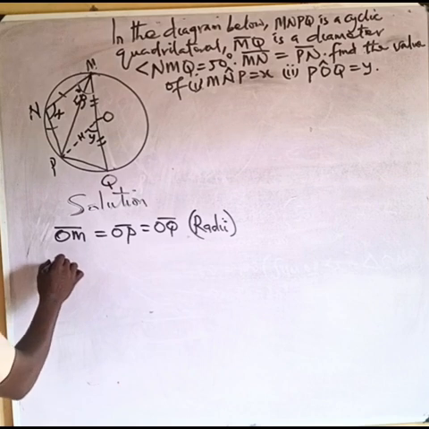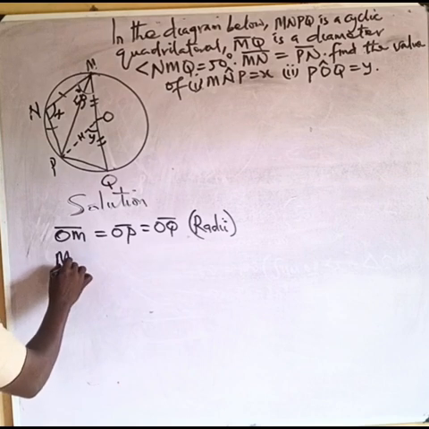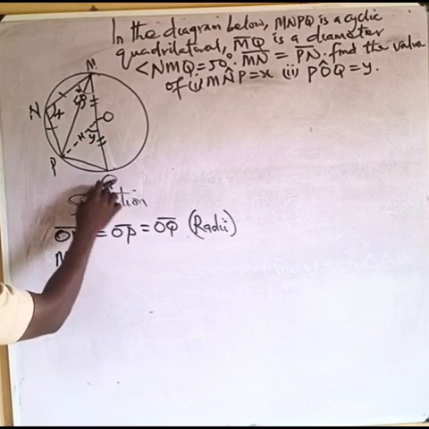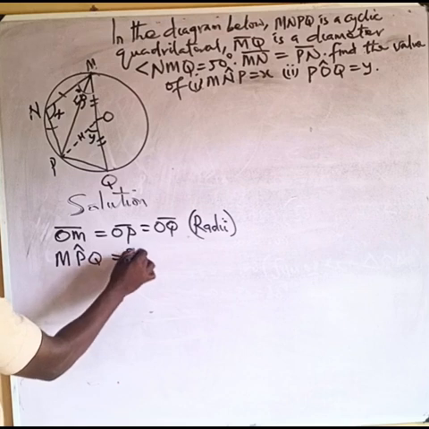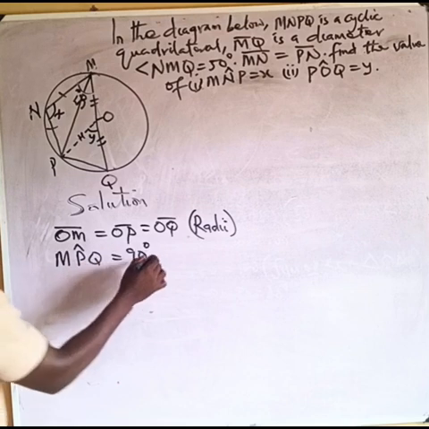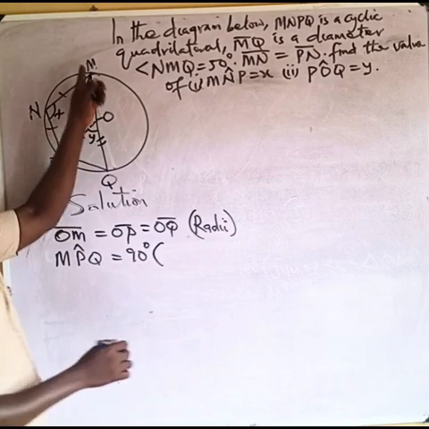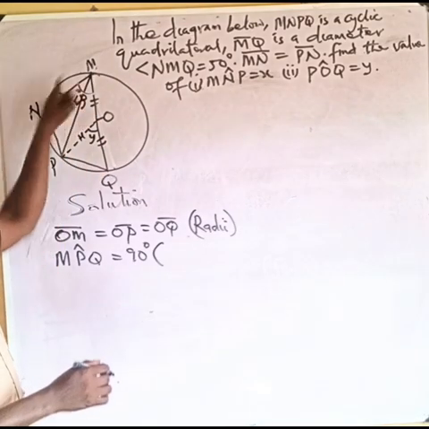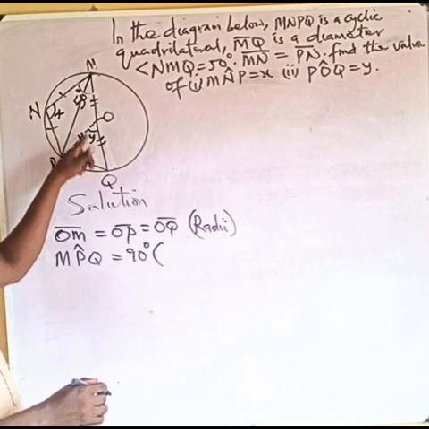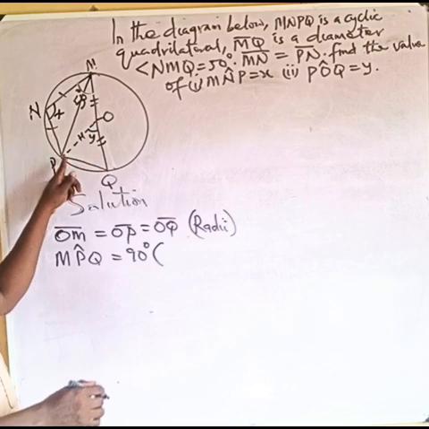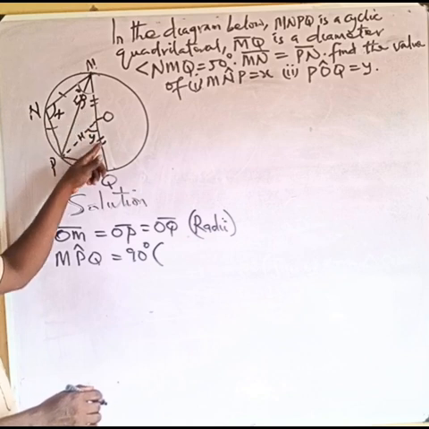Then angle MPQ at P is equal to 90 degrees. Why is it 90? Because this is a radius. You know, the sum of angles at a point around the circle is 360. Then this is a radius, this is half a circle. So the angle facing half a circle is 90, because this angle is at the circumference. The center here is 180. I'm going to explain that.